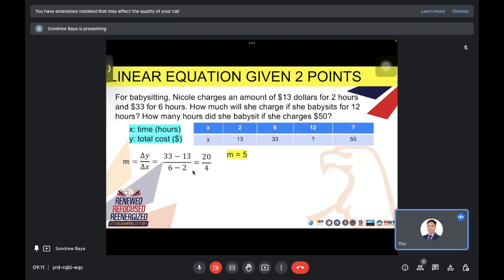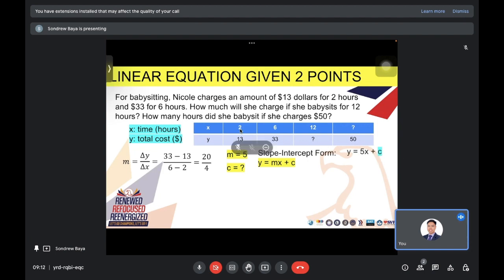However, though we know the m, we do not know how much is the starting rate of Nicole. Thus, we don't know our y-intercept. Since we do not know our y-intercept, we can only come up with a partial equation, which is y equal to 5x plus c.